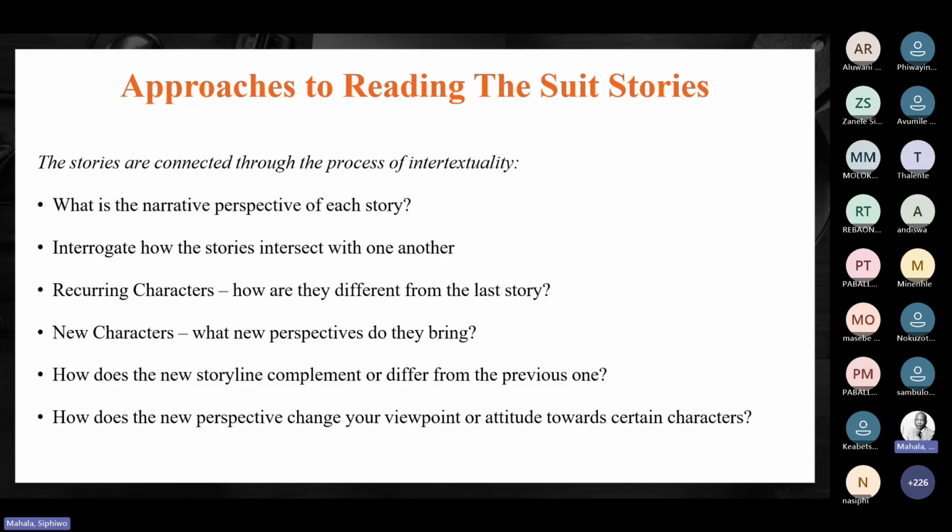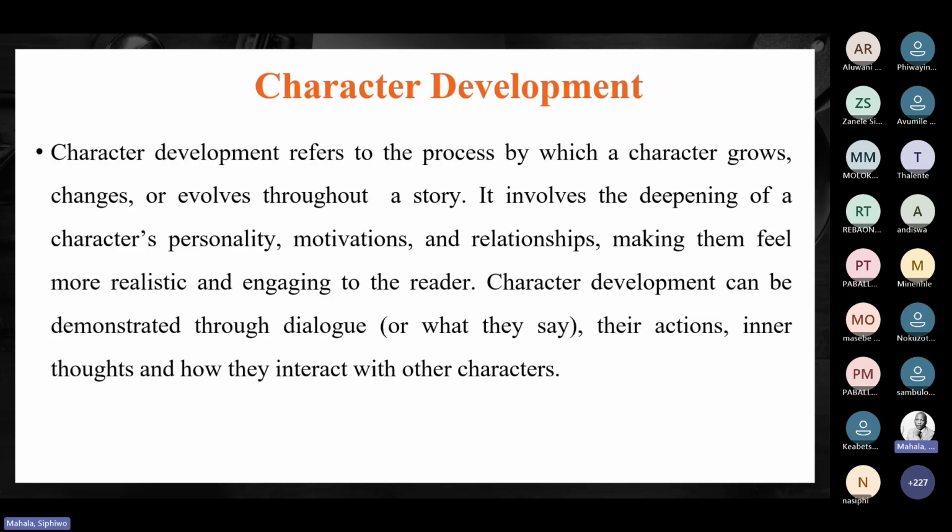For instance, after having read the two installments, The Suit and The Suit Continued, do you get a new perspective after reading The Dress That Fed the Suit? Or even, for that matter, after having read The Suit and you read Terence's perspective in The Suit Continued, does your viewpoint change at all? So you answer those questions.